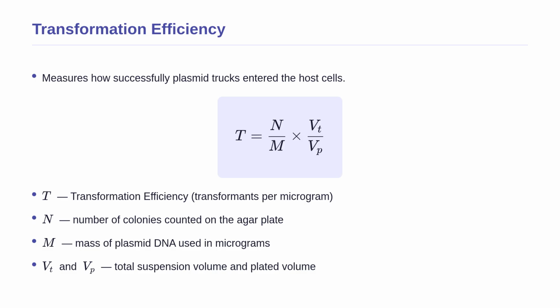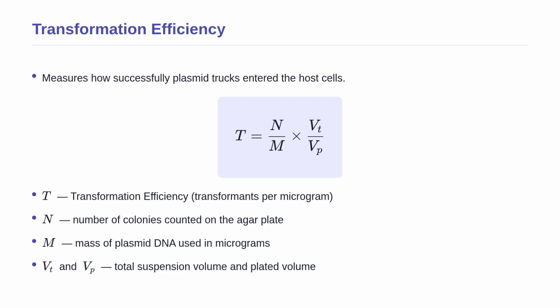Now that we know what a plasmid looks like, we need a way to measure how successfully our plasmid trucks entered the host cells. This brings us to the transformation efficiency formula. Conceptually, this formula scales up our experimental results to tell us how many successful deliveries we would get per microgram of DNA. T represents the transformation efficiency, N is the number of successful colonies counted on the plate, M is the mass of plasmid DNA used, V sub T is the total volume of the cell suspension, and V sub P is the volume actually spread on the plate.